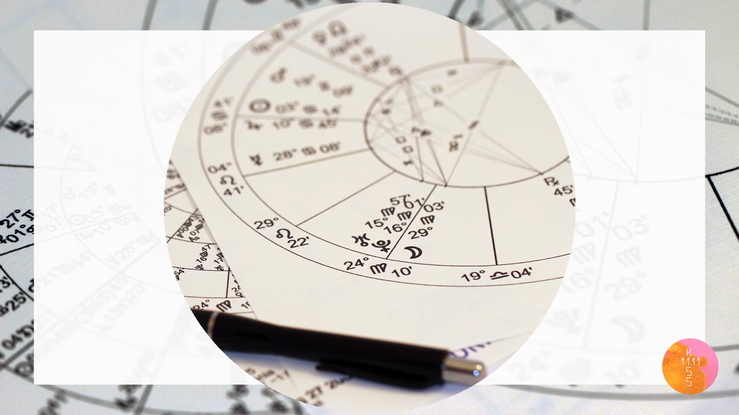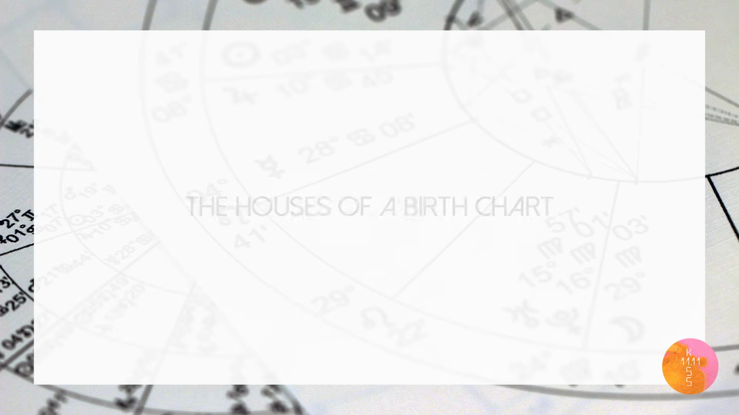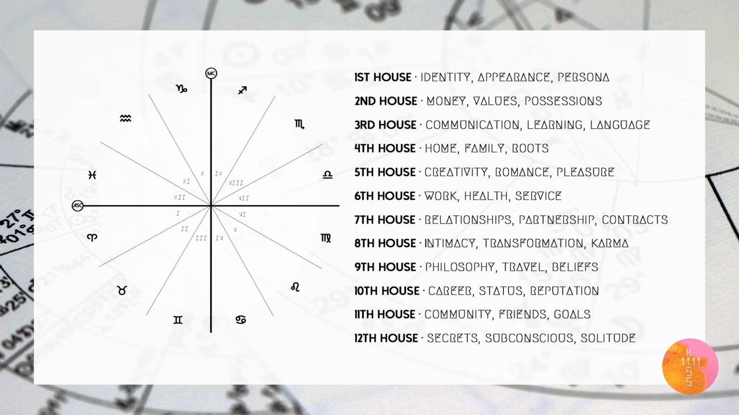Now let's start with one of its most important parts, the 12 houses. The 12 houses form the structure and foundation of your birth chart. Each house represents a different area of life, like personality, relationships, career, and more. It's where the planets and signs in your chart show up and express themselves.